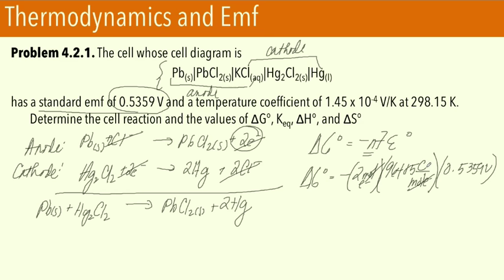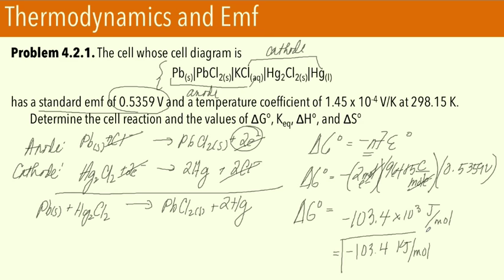So our delta G naught is equal to negative 103.4 times 10 to the 3 joules per mole of reaction as written. We can just set this as negative 103.4 kilojoules per mole. So this is our delta G naught. All right, so we could also calculate KEQ.